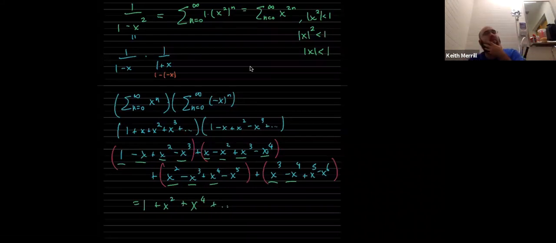But again, this goes to show you this is difficult to do. It is difficult to multiply power series. It's very easy to add them. It's very easy to subtract them. It's very easy to multiply a power series by a polynomial.